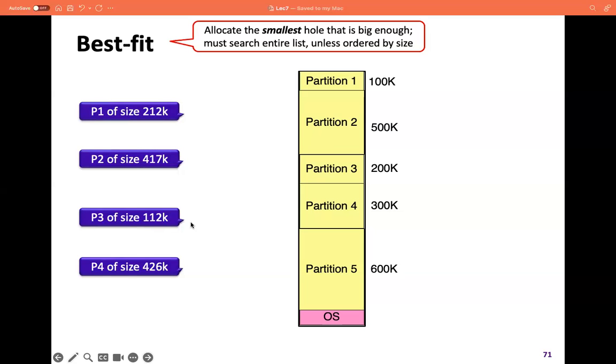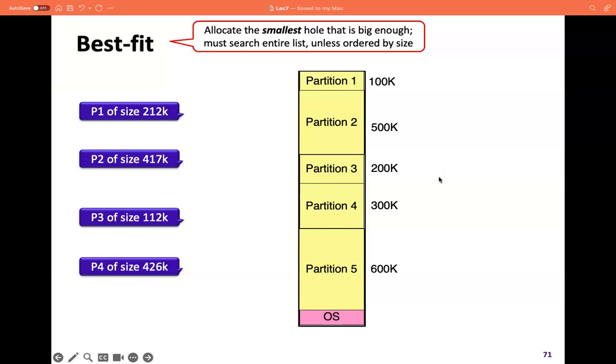So we still have the same partitions, and we still have the same batch of processes. Now where are we going to fit the 212K? Let's look for the smallest partition, the smallest hole or smallest available chunk of memory that can fit 212K. Starting from partition 1, it's not available. The next smallest is partition 3 with 200K. Also not enough for P1.